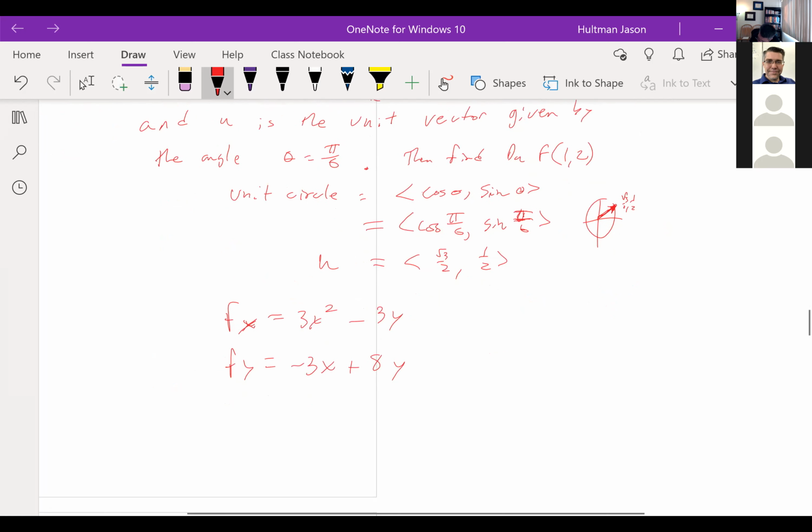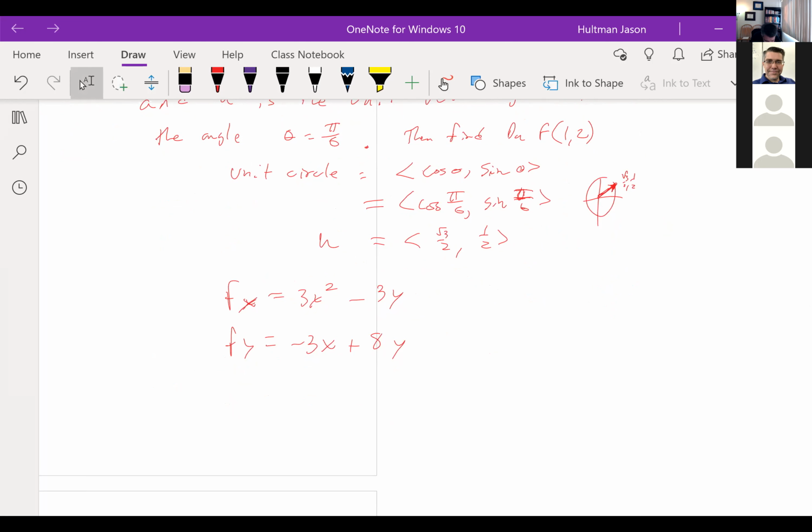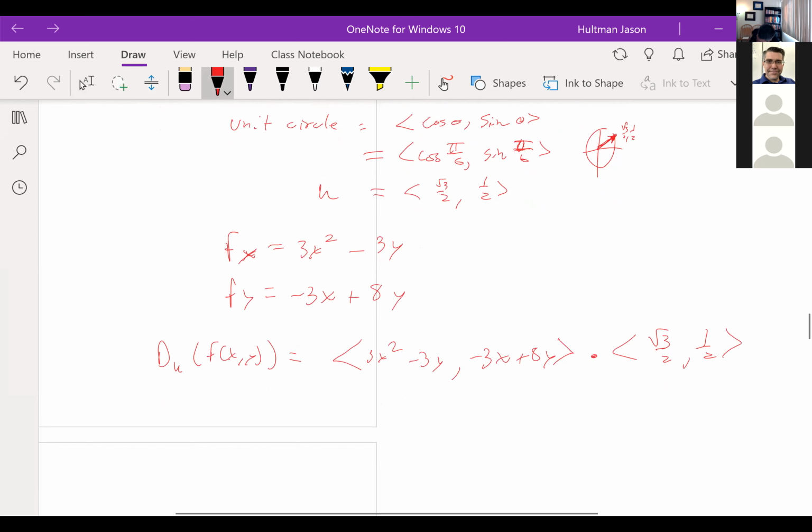Okay, and so what's my derivative? D sub u of f of x, y is going to be equal to my gradient, which is (3x squared minus 3y, negative 3x plus 8y), dotted with (radical 3 over 2, 1/2). Okay, so let's dot this.